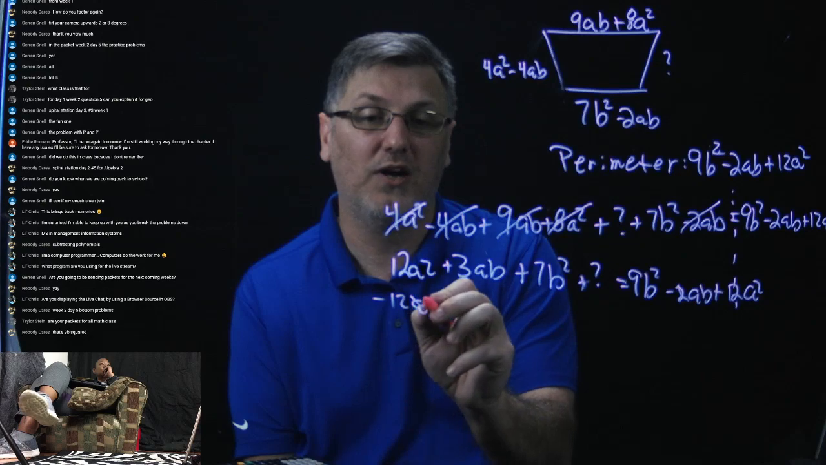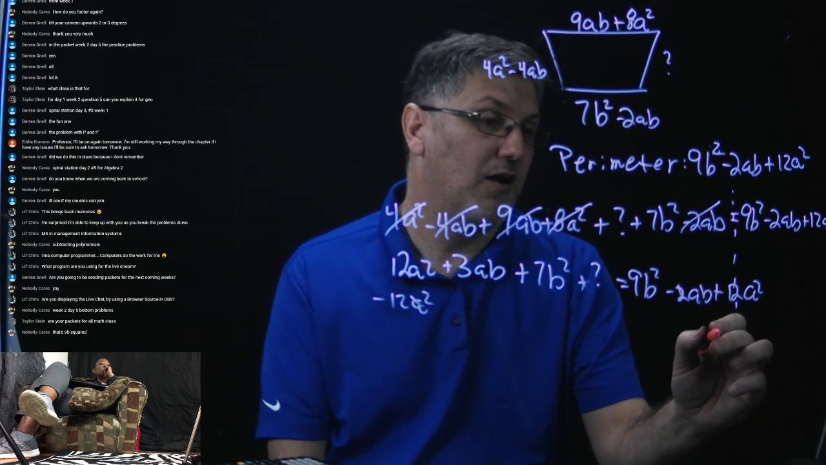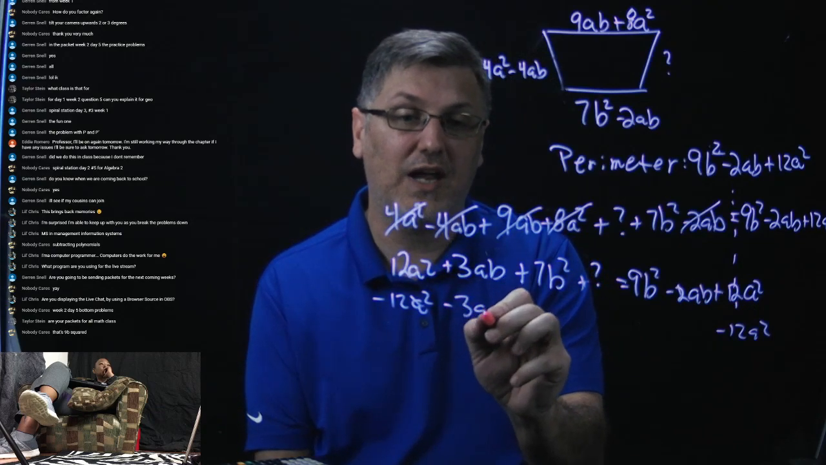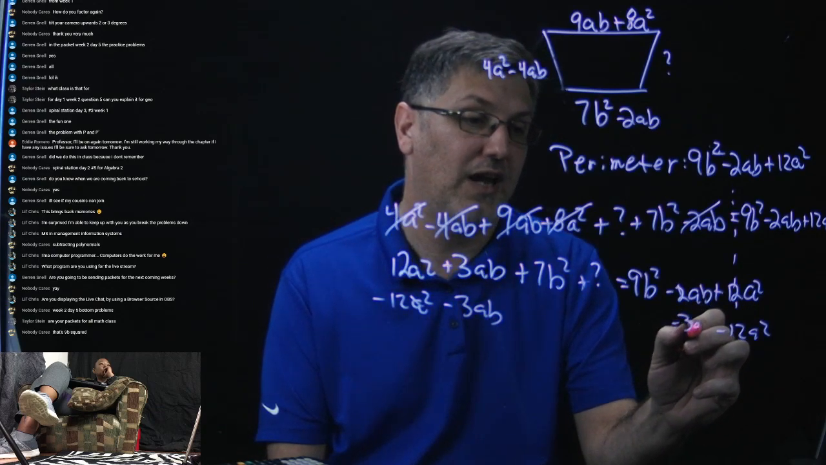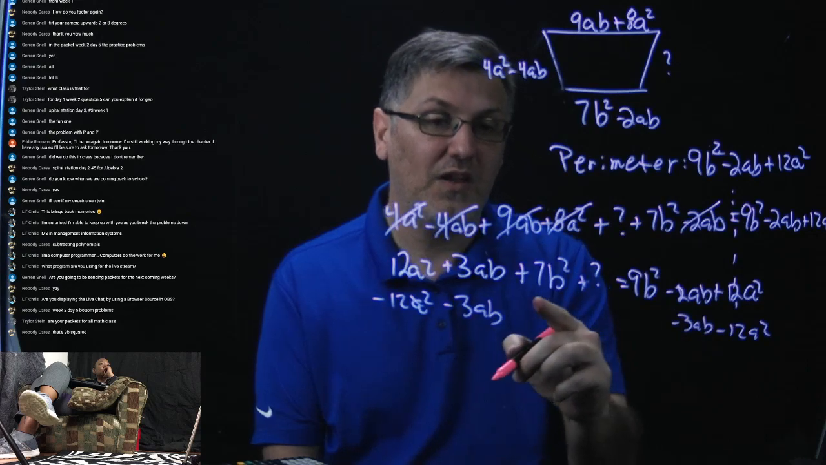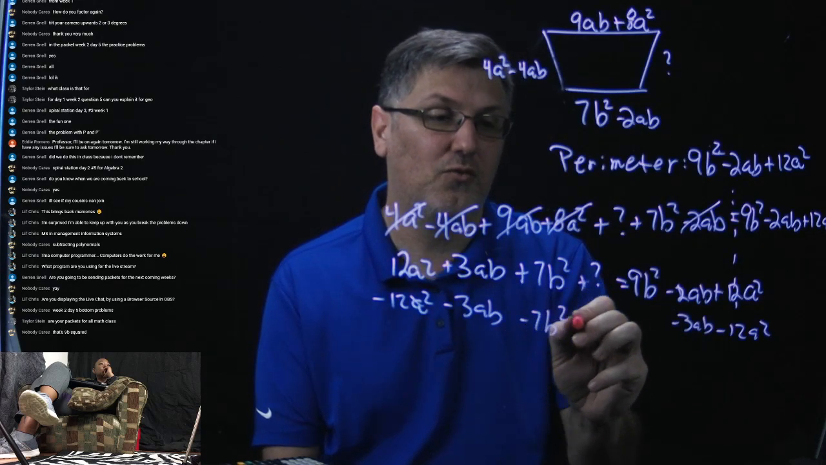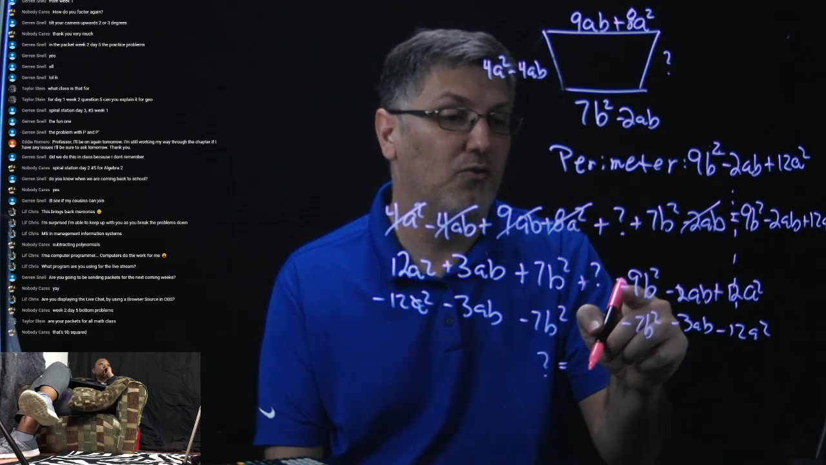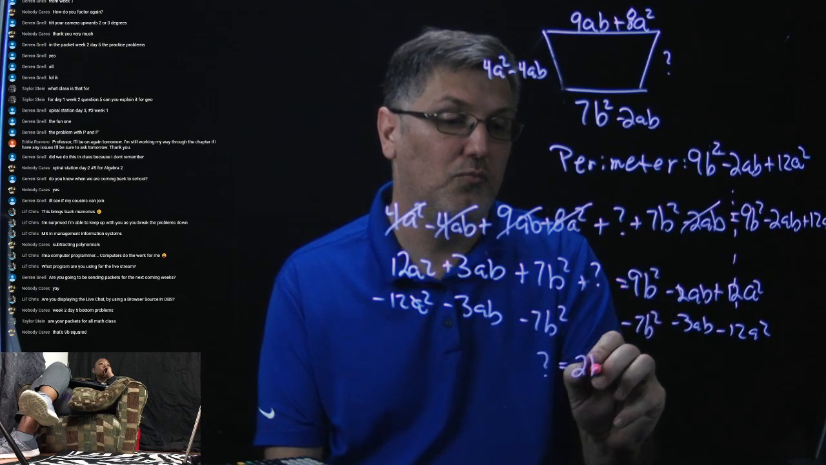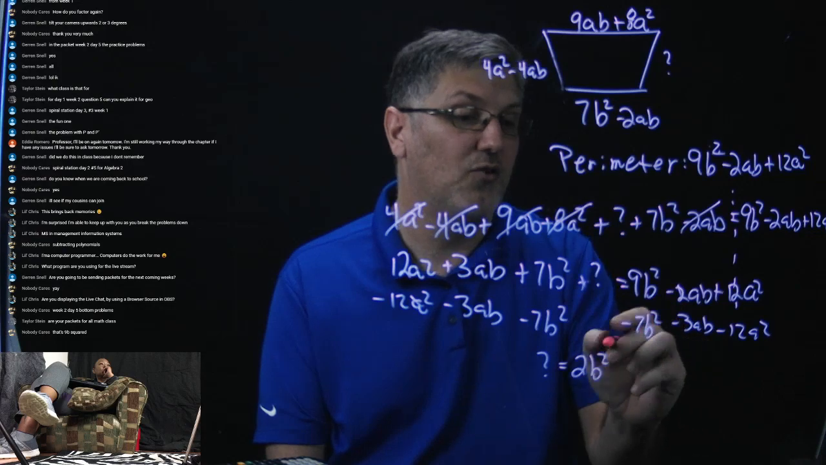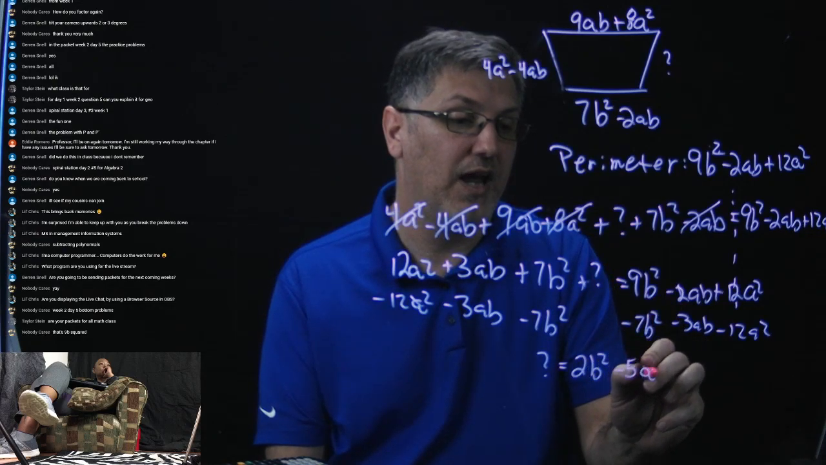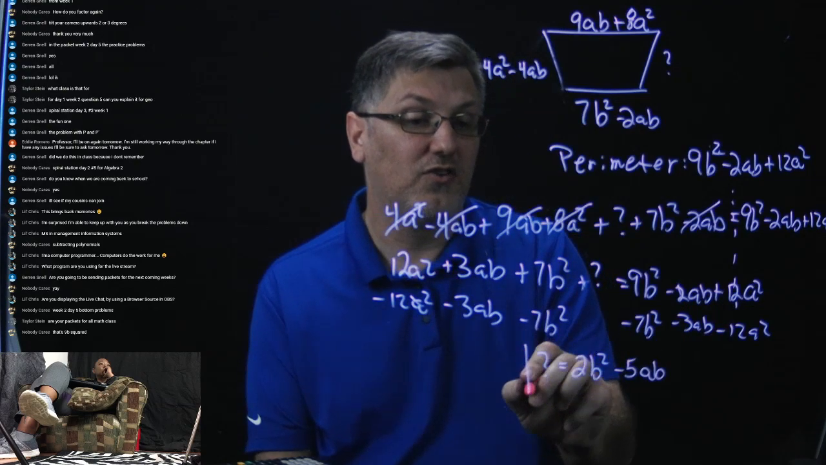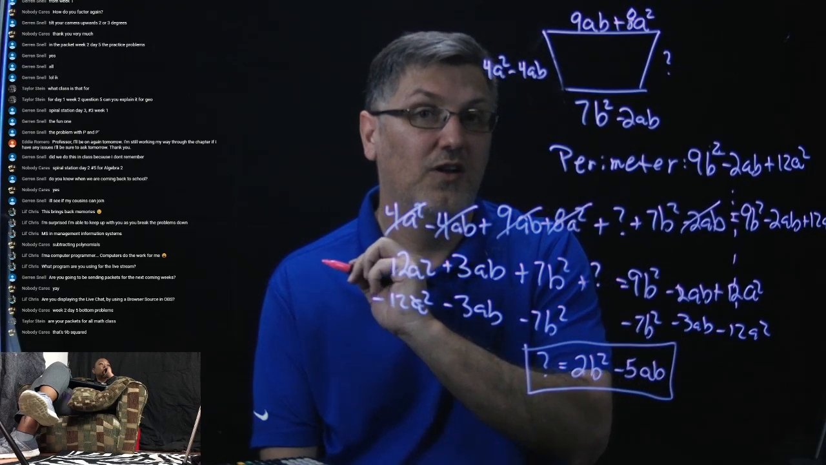Now from here, all I do is solve for the question mark. I'm going to subtract my 12a squared, and I'm going to line them up with my a's. I'm going to subtract my 3ab. And then I'm going to subtract my 7b squared. Therefore, my question mark, all I have to do is do 9 minus 7, which is going to give me 2b squared. Negative 2 and negative 3 gives me a negative 5ab. And 12 minus 12 is 0. There's your answer. There's your missing side.